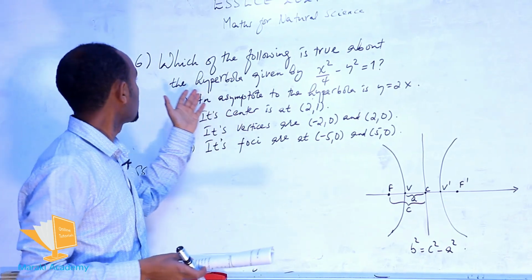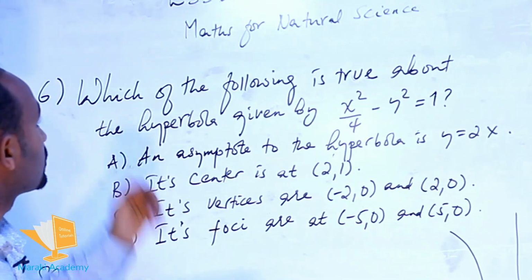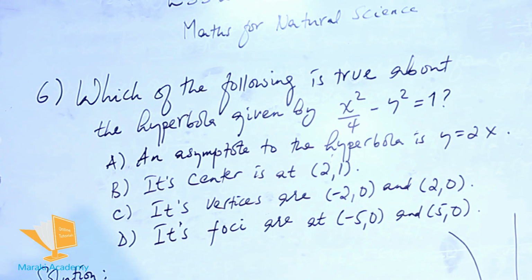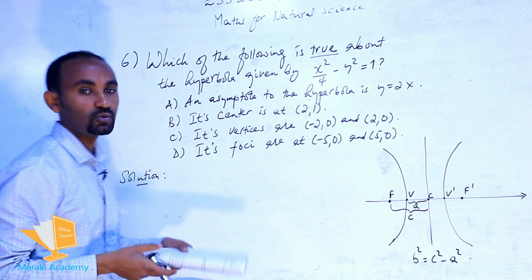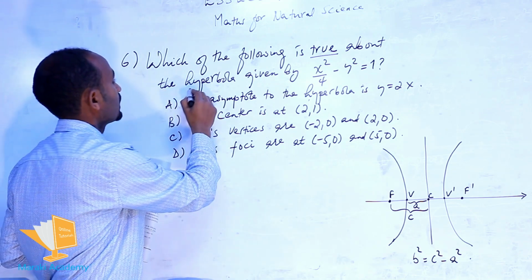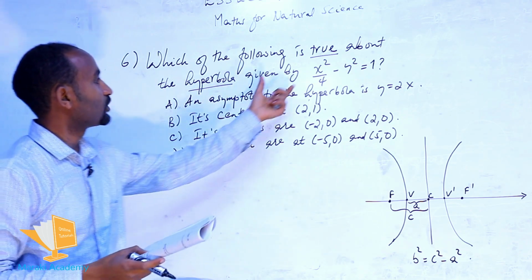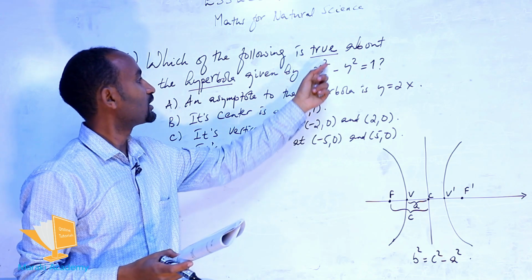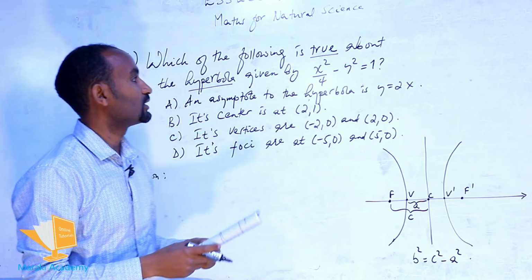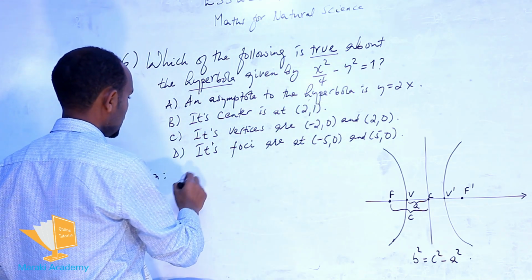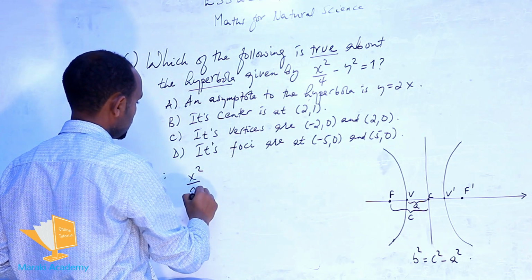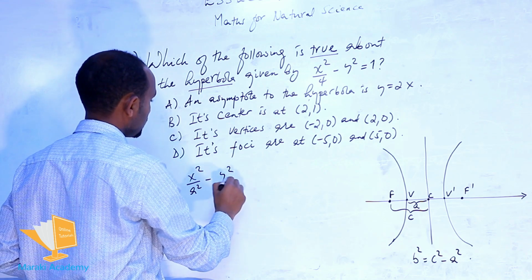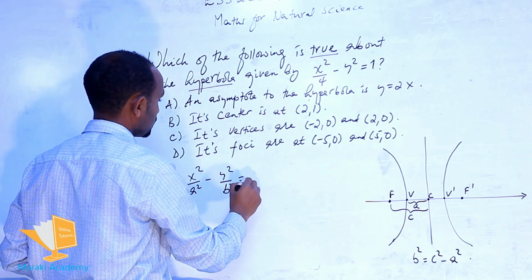Okay, moving on to the next question, which of the following is true about the hyperbola given by this? So which one is true? This hyperbola is described by x squared over 4 minus y squared equal to 1, and the standard form of such a hyperbola is x squared over a squared minus y squared over b squared equal to 1.